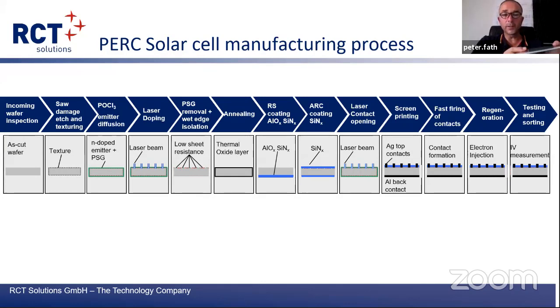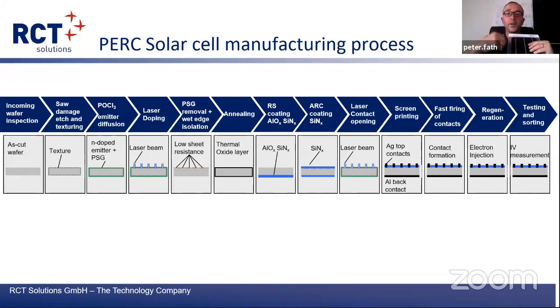Then we turn it, and on the front side, we are just putting silicon nitride. Then both sides are coated by a so-called anti-reflective coating and dielectric layer. One side aluminum oxide and silicon nitride by plasma coating, and the front side just silicon nitride.